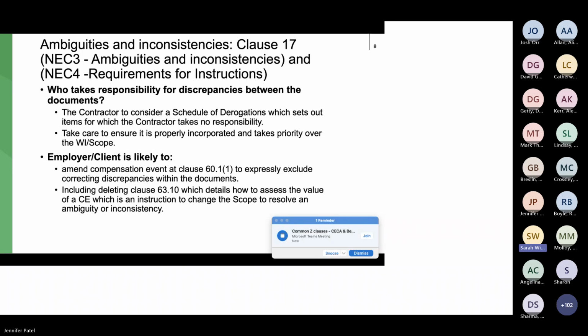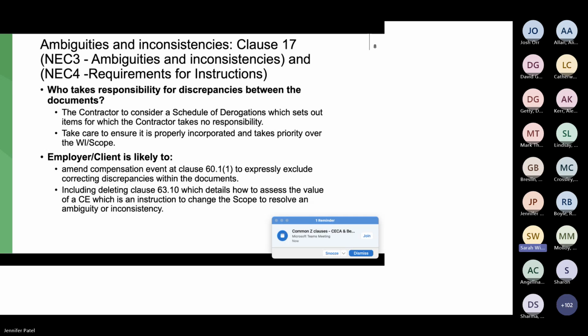So it's effectively saying that ambiguities and inconsistencies within the contract are the client's, the employer's risk. So the change you tend to see is a complete 360-degree turnaround, so that it becomes the contractor's risk. So any ambiguity or inconsistency within the contract is the contractor's risk to remedy, but the PM still gets to say how it's remedied.